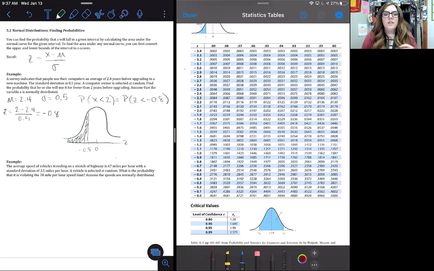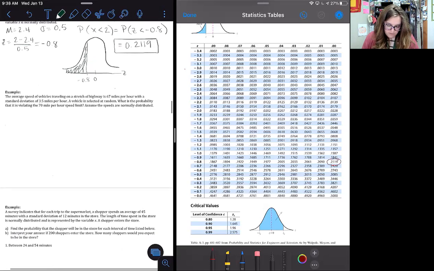All right, so when we're finding the area to the left, remember that's going to match our table. So I'm going to go over here. We're already on the negative side of the normal distribution table. And we're going to look for negative 0.80, which would be 0.211. And that is our probability. And that is our answer. Okay. All right, let's look at the second example.